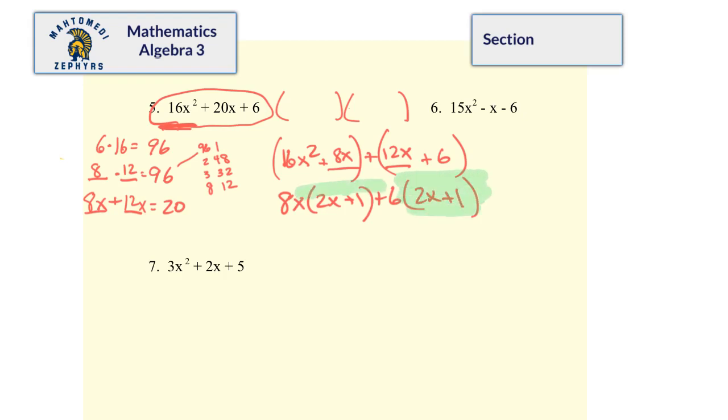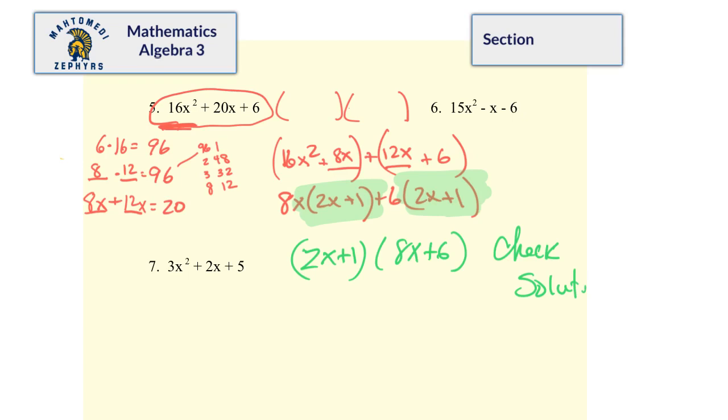Now you know that you're close to being right, because I have another greatest common factor that I can pull out, which is 2x plus 1, which leaves an 8x plus 6 left over. Again, you can always check your solutions.